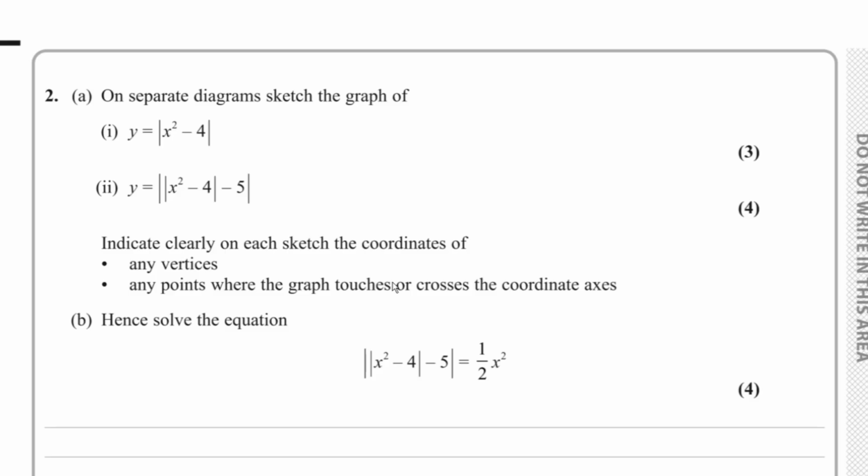Question number 2. Part A. On separate diagrams, we have to sketch the graph of, for the first part, y equals mod of x squared subtract 4, and for the second part, the graph of y equals the mod of x squared subtract 4 subtract 5. We have to indicate clearly on each sketch the coordinates of any vertices and any points where the graph touches or crosses the coordinate axis.